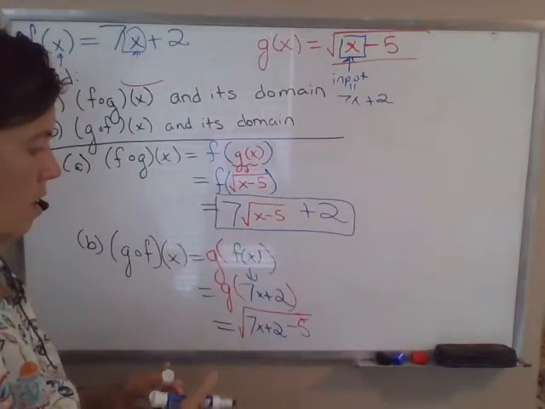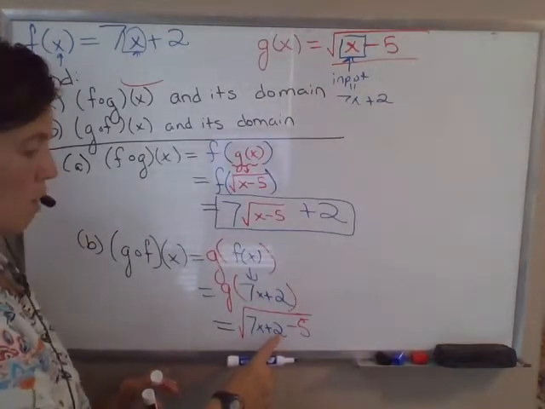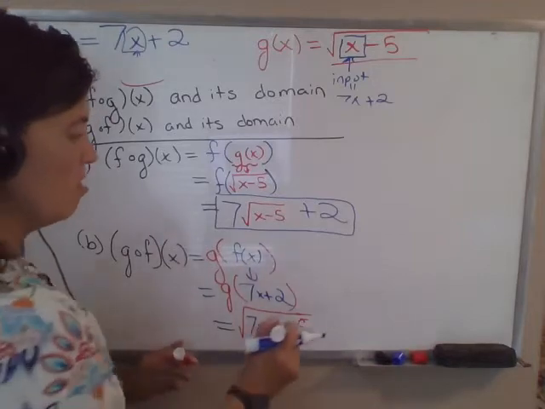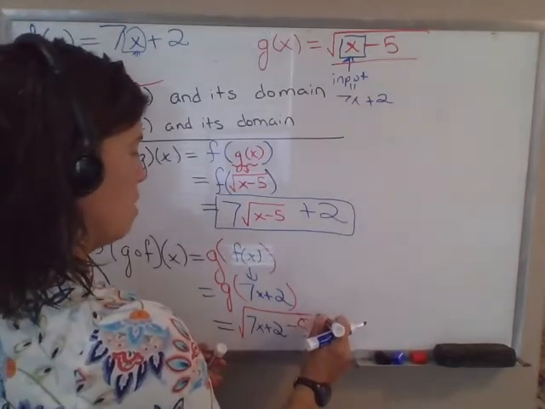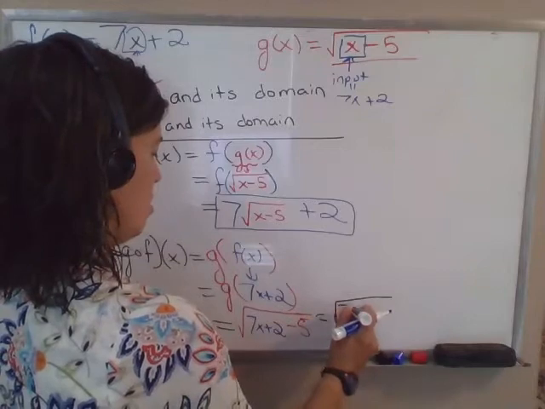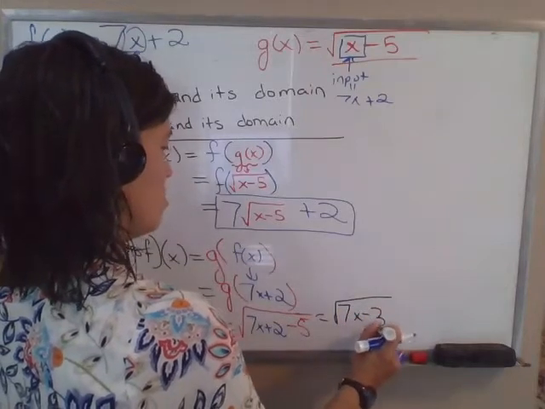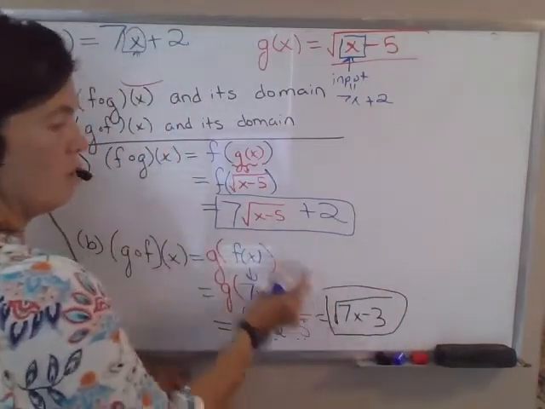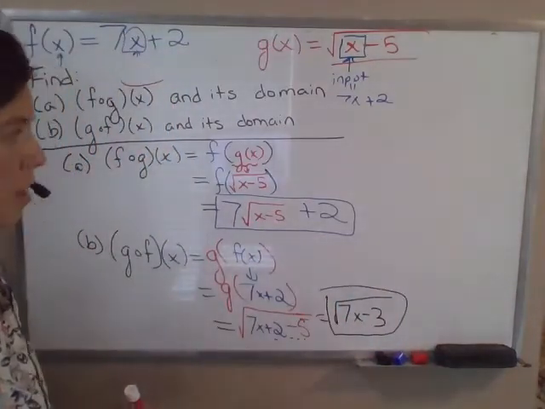Now since that's under the radical, we can combine the plus 2 and the minus 5. So this can be simplified just a little bit to the square root of 7x minus 3 when you combine the two constant terms here. But notice that we do get a different function.